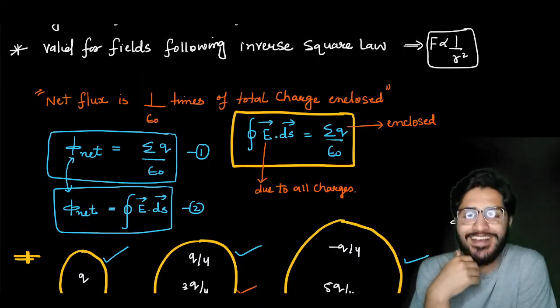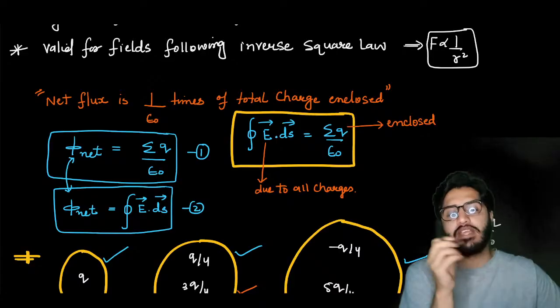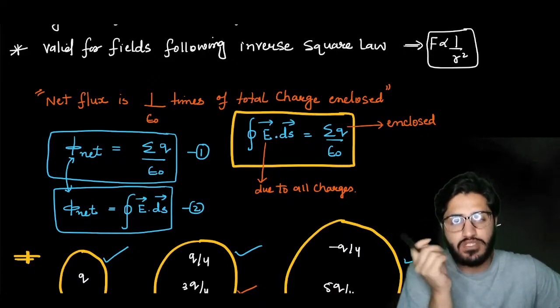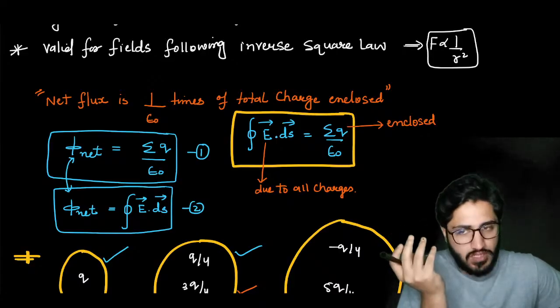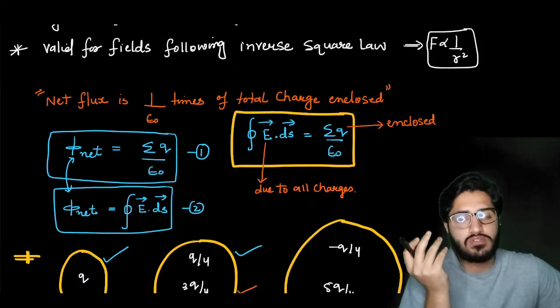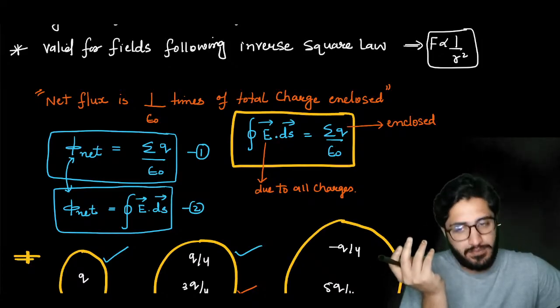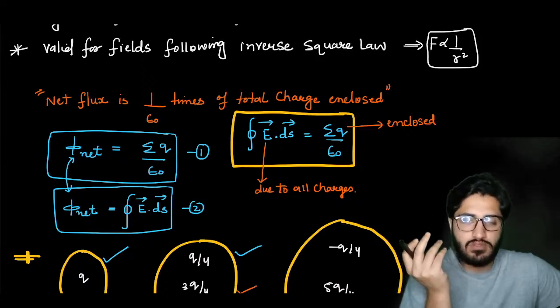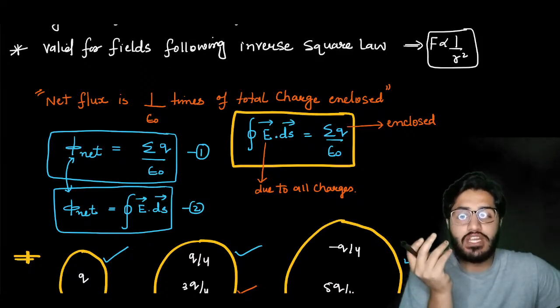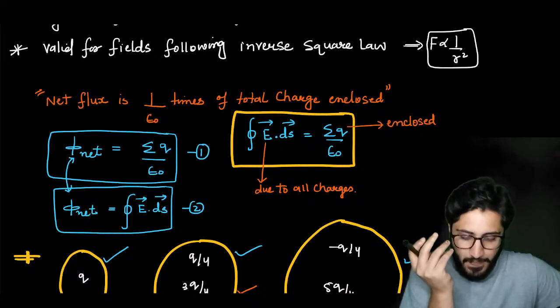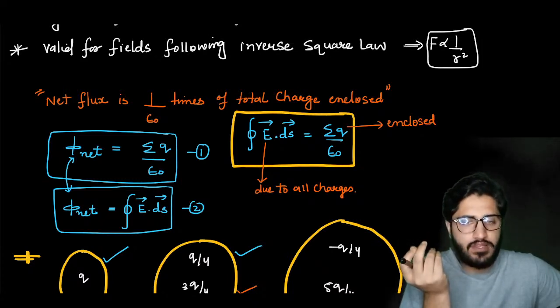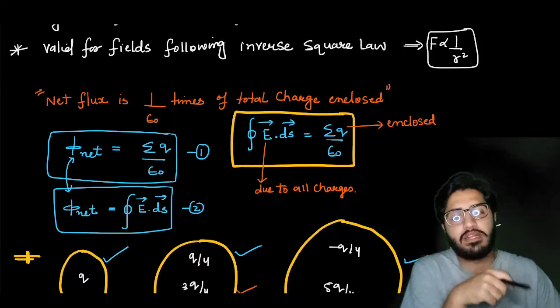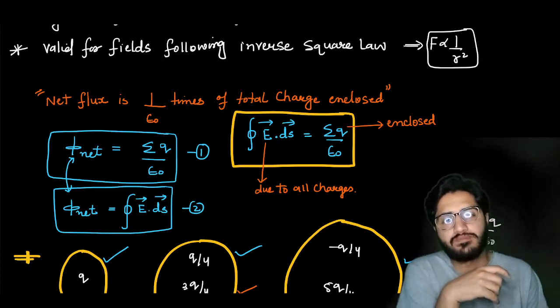Okay, look now. So basically we had these three expressions to describe Gauss's law. First one is net flux is equal to charge enclosed by epsilon naught. Second one is the net flux is equal to the closed integration of E dot ds. Third one is we can combine these two and we will get a new parameter here, right?